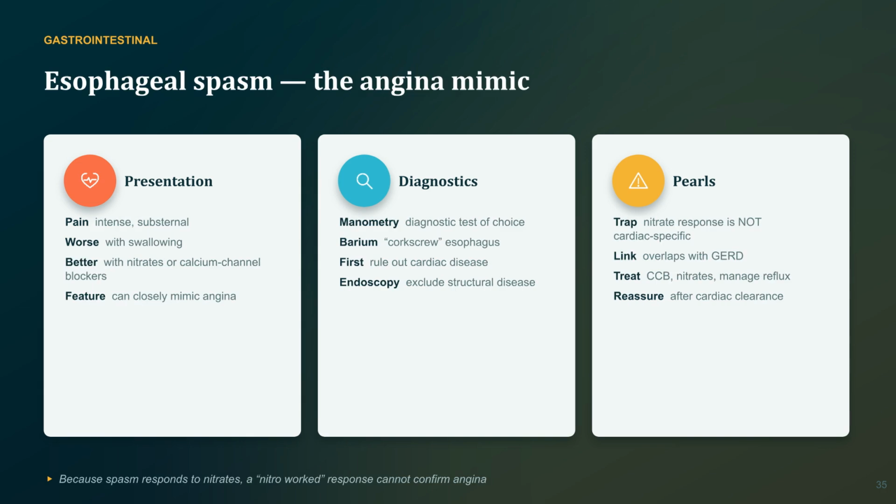Esophageal spasm is a notorious angina mimic. Because it can improve with nitrates, this response is not specific to cardiac disease. Manometry is the diagnostic gold standard, but your priority must always be to exclude myocardial ischemia before finalizing this diagnosis.